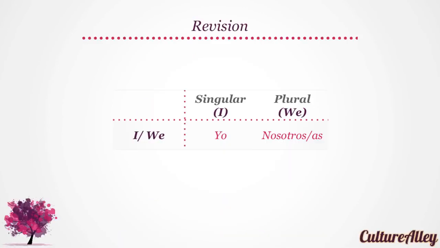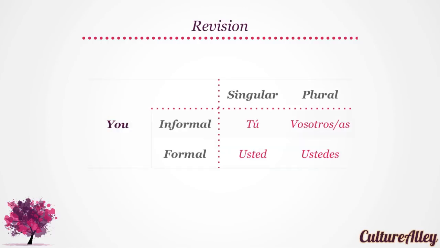Let's quickly go over the pronouns we learned in the last lesson again. I is translated to yo, and we is translated to nosotros or nosotras. Informally, you is tú for singular cases, and vosotros or vosotras for plural. Formally, you is translated to usted for singular cases, and ustedes for plural.